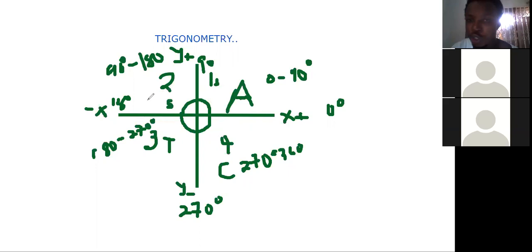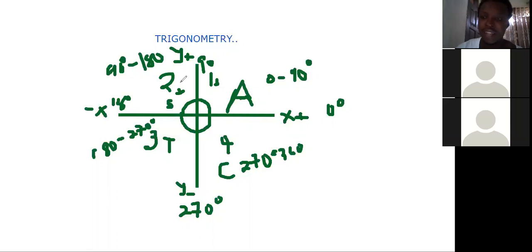Now let's come to quadrant 2. In quadrant 2, any angle that falls within it, if you are using sine, the answer will be positive. But if you use cos or tan, it will be negative. So here only the sine ratio should give you a positive answer. You can check with your calculator.